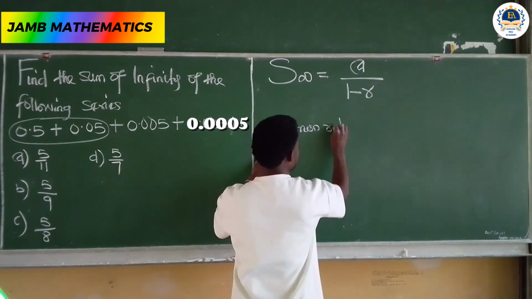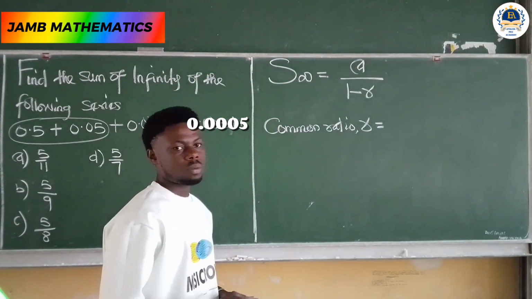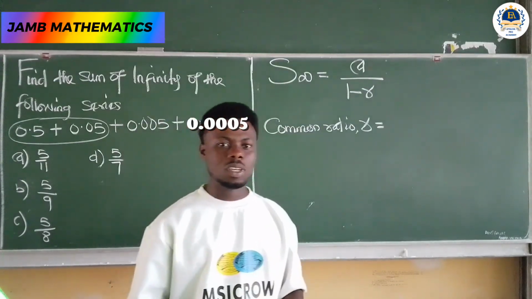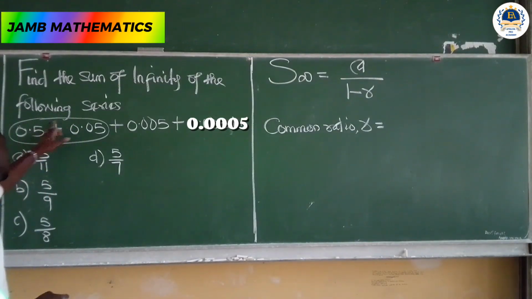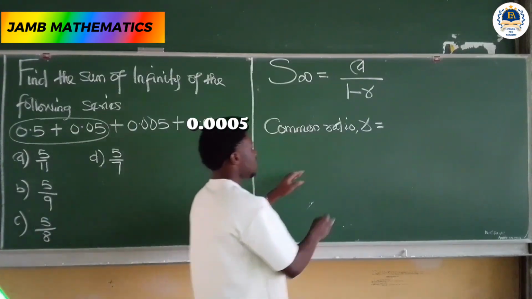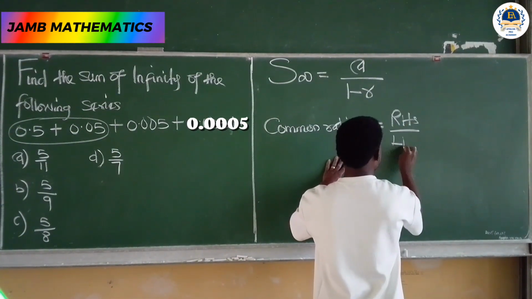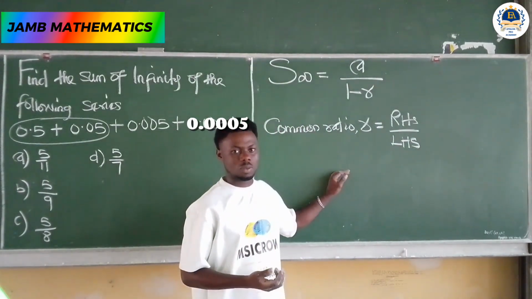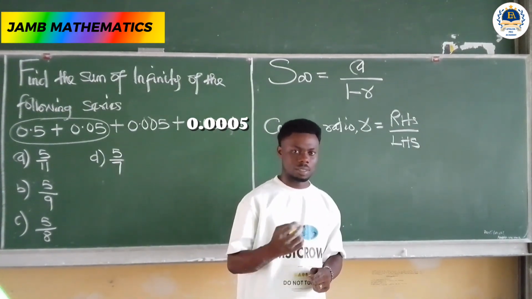common ratio R is equal to the right hand side divided by the left hand side. It is always the right divided by the left. So in this circle, we are having right hand side and left hand side. So it will be the right hand side divided by the left hand side. This is always the common error students make when it comes to common ratio. So take note of this. It must be the right divided by the left.